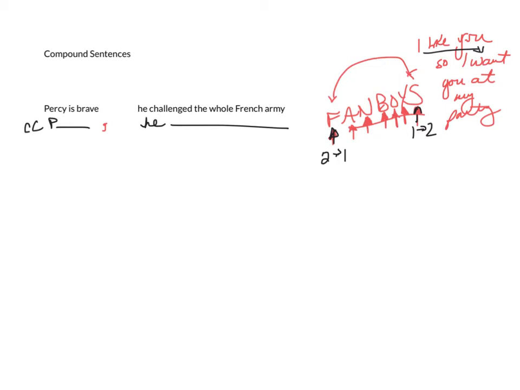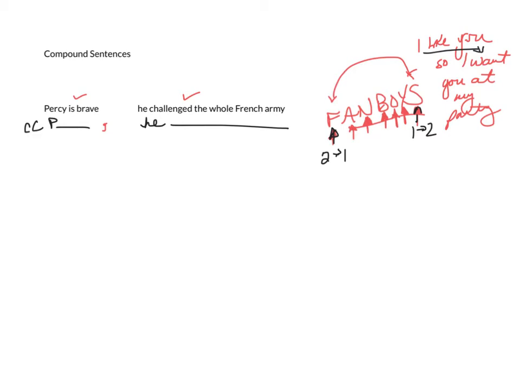Percy is brave. He challenged the whole French army. If I put the word and, it fits. But what I'm saying is these two things are both true, but not necessarily in a cause and effect relationship. I think probably the better word here is going to be one of the cause and effect ones. He's brave. He challenges the whole French army. So which one is the cause and which one is the effect? Is it Percy is brave, so he challenged the whole French army? Or is it that he challenges the whole French army, so he's brave?